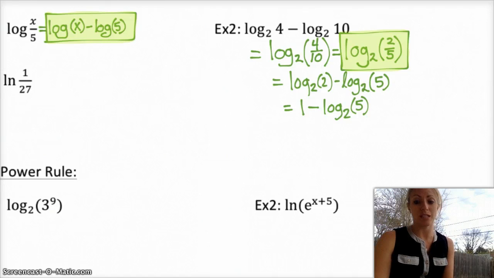But if I tell you to condense or simplify, this is condensed, this is fully simplified. This is condensed because we have one single log, but the fraction isn't reduced. 4/10 can be reduced to 2/5. So this is a better answer than this answer.